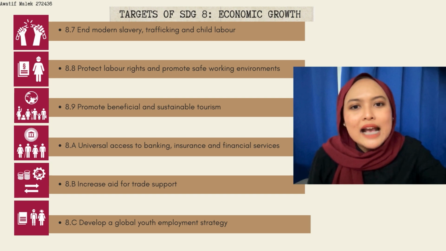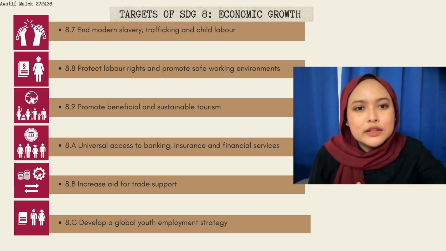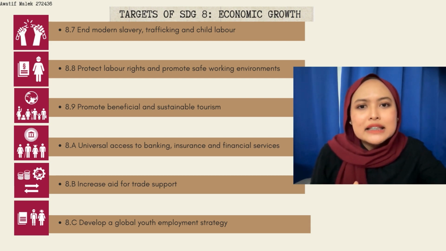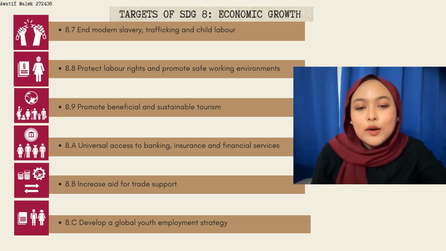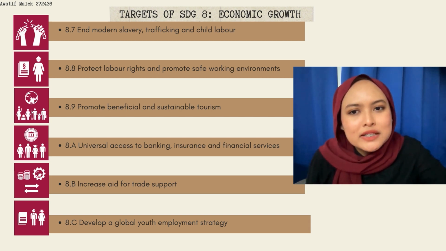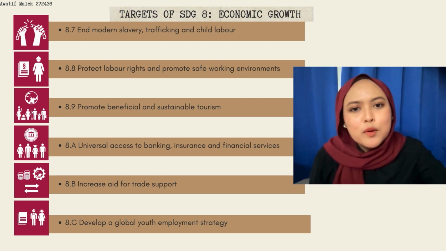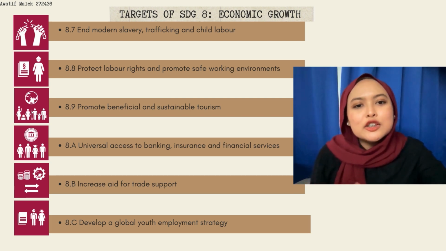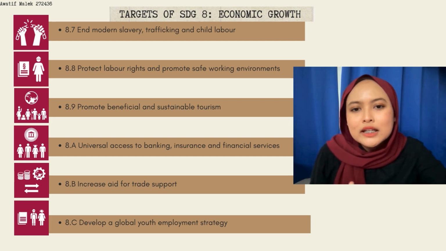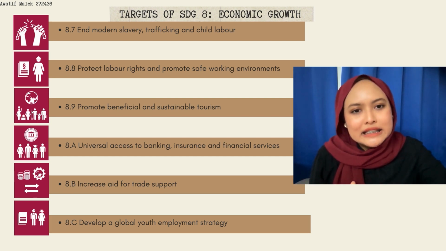8.10. Universal access to banking, insurance and financial services. Strengthen the capacity of domestic financial institutions to encourage and expand access to banking, insurance and financial services for all. 8.a. Increase aid for trade support. Increase aid for trade support for developing countries, in particular least developed countries, including through the enhanced integrated framework for trade-related technical assistance to least developed countries.